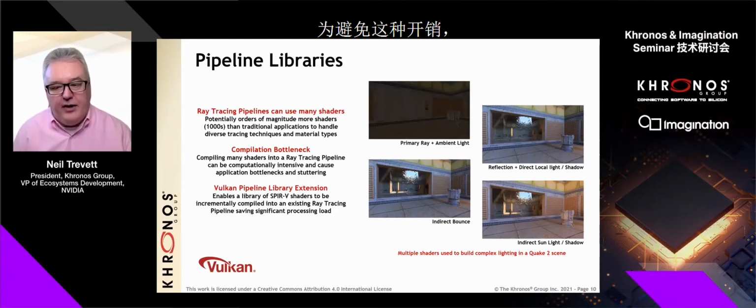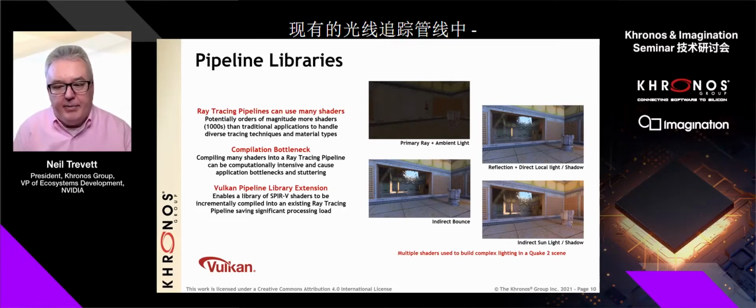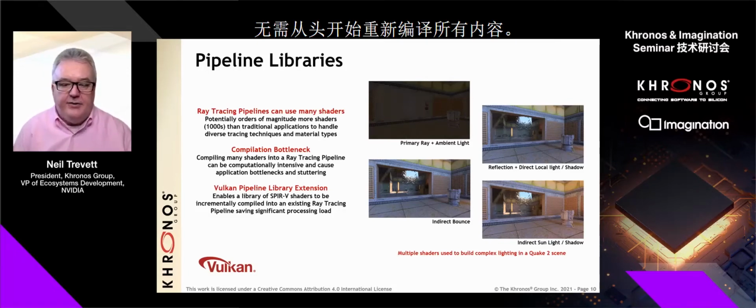To avoid that overhead, the Vulkan pipeline library extension enables a library of SPIR-V shaders to be incrementally compiled into an existing ray tracing pipeline, saving the need to recompile everything from scratch.